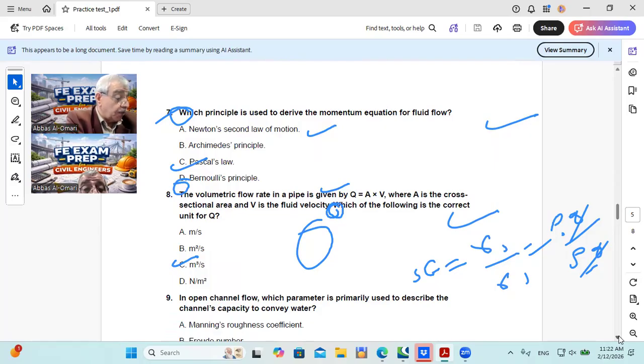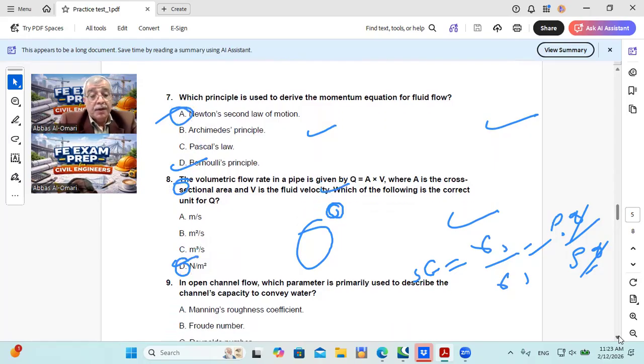Now the next question. The volumetric flow rate in a pipe is given by Q equals VA, where A is the cross-sectional area and V is the fluid velocity. Which of the following is the correct unit? Volumetric flow rate is volume per time. So the answer is C, which is meter cubed per second. This is the volumetric flow rate.